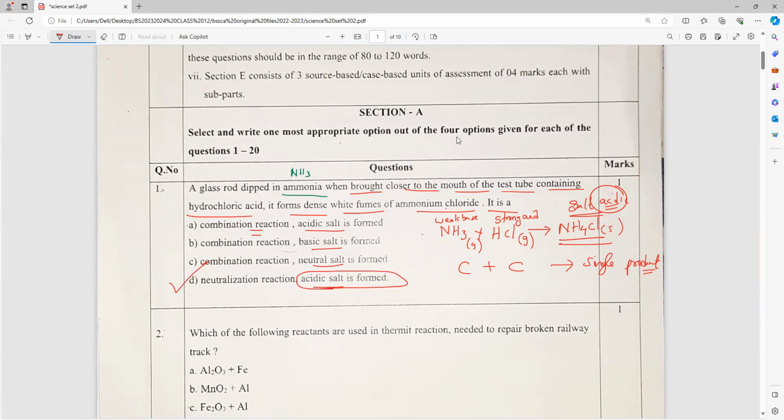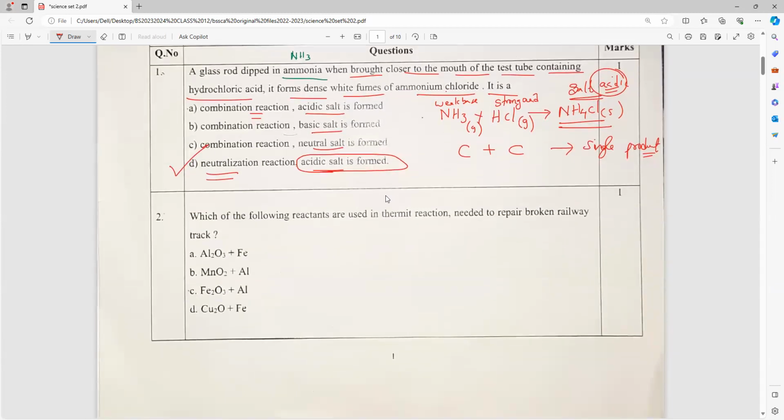Basically here NH4Cl is acidic in nature, where we get a weak base plus a strong acid. So we are going to get an acidic salt. Please write it, everybody. Any doubt you can ask. NH3 plus HCl, a weak base reacting with a strong acid, gives you an acidic salt. So option D is the correct one. Clear everyone? Understand, Harish?